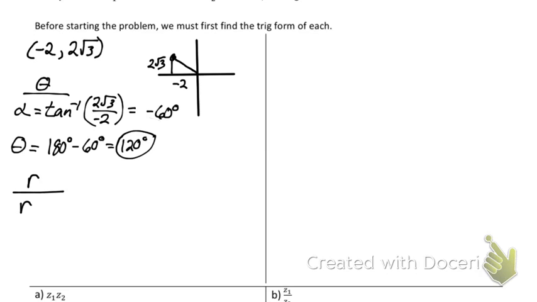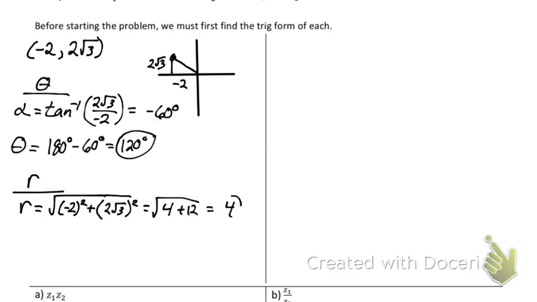Our r is always going to be the square root of our a squared plus b squared. Our a is negative 2, so we'll have negative 2 squared plus 2 square root of 3 squared. Negative 2 squared is pretty easy. That's 4. Next one's a little more complicated. It's going to be 2 times 2, which is 4, times the square root of 3 squared, which is 3. So it's 4 times 3, which gives me 12. And that's going to equal 4 plus 12, which is 16. Square root of 16 is 4.